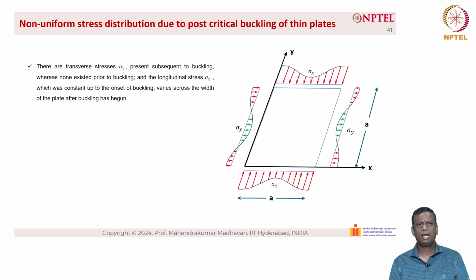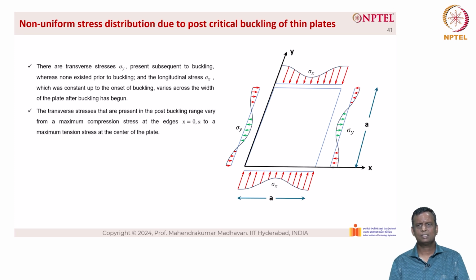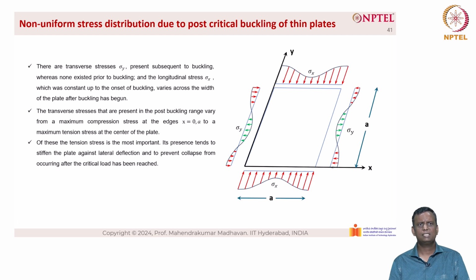So, there are transverse stresses sigma y present subsequent to buckling, where none existed prior to buckling, and the longitudinal stress sigma x, which was constant up to the onset of buckling, varies across the width of the plate after buckling has begun. The transverse stresses that are present in the post-buckling range vary from a maximum compressive stress at the edges x equal to 0, a to a maximum tensile stress at the center of the plate. Of these, the tension stresses are the most important, as we can see, that is represented in the green color.